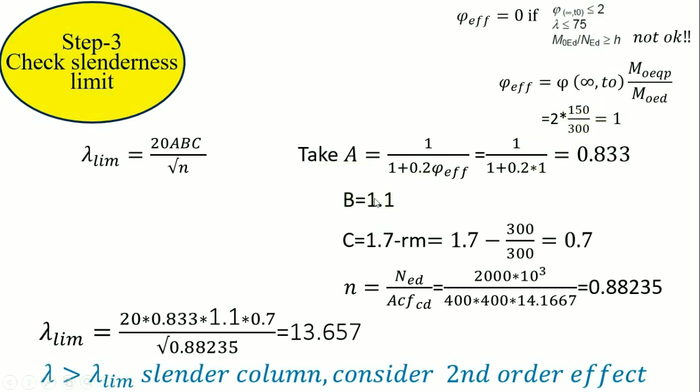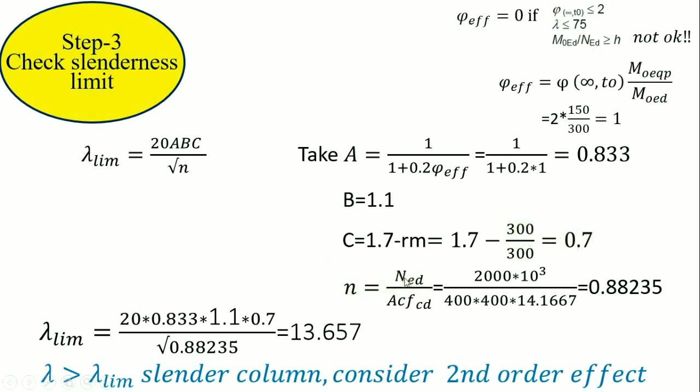But we have no data related to the mechanical steel ratio, so the recommended value is 1.1. The third one is C, which is equal to 1.7 minus rm, the ratio of moments, which is equal to 300 over 300. It's given, since we have a uniform bending moment of 300 kilonewton meter, so the value is 0.7.